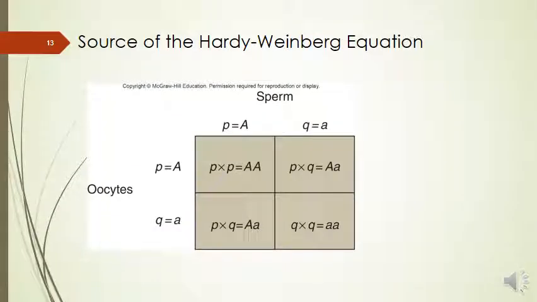This slide is showing a variation on the Punnett square, and it reveals how the random mating in the population between two heterozygotes can give you the genotypes of homozygous recessive, homozygous dominant, and heterozygote in the relationship of P squared plus 2PQ plus Q squared.